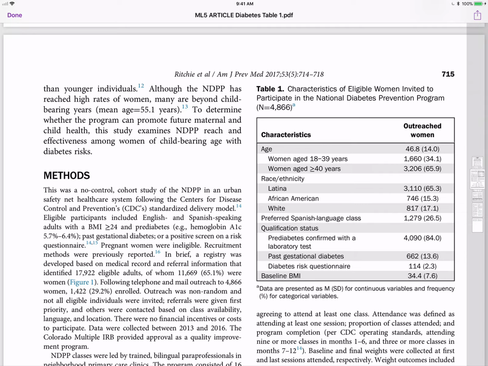Then you'll notice on the left-hand side, you'll see characteristics, and the same kind of thing happens with the indentations. Age, there are two separate categories that are mutually exclusive and contain everybody in the study. Either they were age 18 to 39 or age 40 and over. And if you add those two numbers together, 1660 plus 3206, you should get 4866. And then the percentages are there on the right hand side.